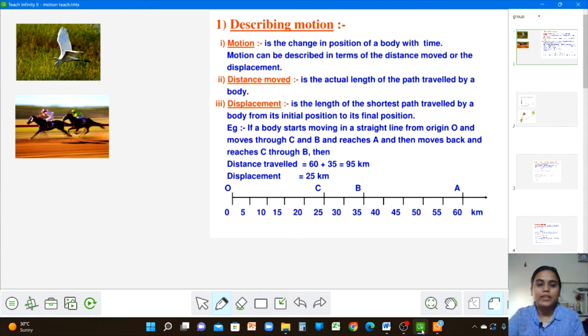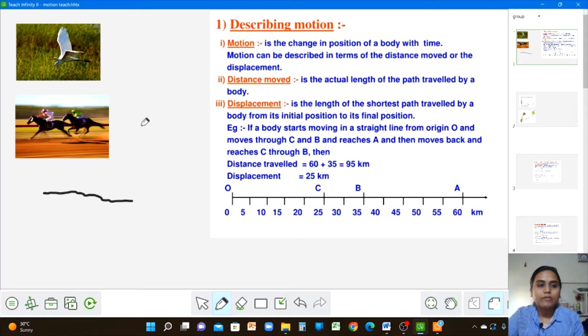Our today's topic is the difference between distance and displacement. You all know about motion, that this motion is what? The changing of the position from one position to another position. It changes with respect to time. So when it is changing its position, it is traveling a certain distance.